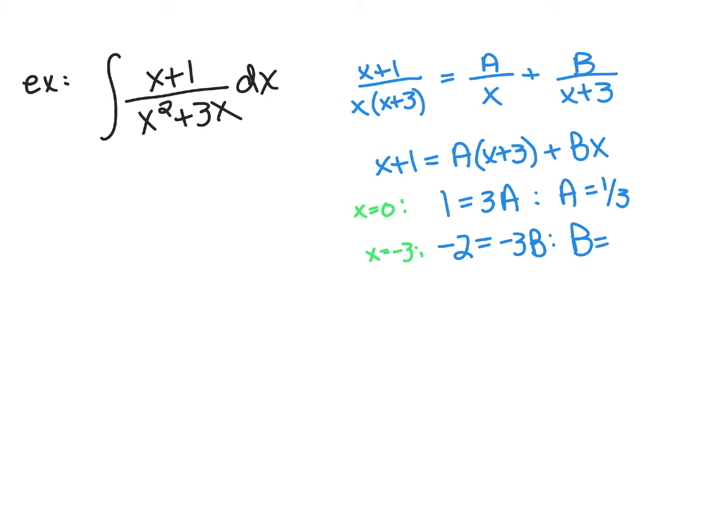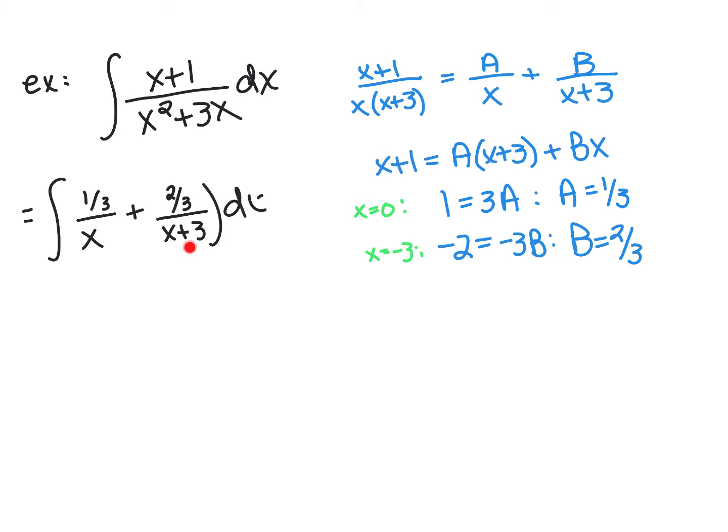Notice that your numerators are not always the same number like it was last time. Negative divided by a negative is a positive. So now the a, the 1/3, is over x. That's a simple integral. It's just an ln of x. The 2/3 goes over x plus 3. The denominator is u. du is dx. I end up with a 2/3 times the ln of the bottom. So 1/3 ln of x plus 2/3 ln of x plus 3 plus c.